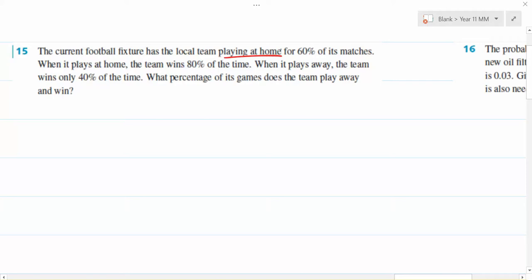The team plays at home for 60% of its matches. So in my head already, I'm like, all right, so I either play at home or I don't play at home. So H dash, or H complement, or H prime. Okay, so home and not home. 60% of the time I play at home, so that means 40% of the other times I don't play at home.